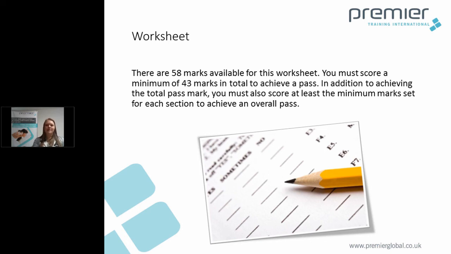There are 58 marks available for the worksheet. You do need 43 as a minimum in order to achieve the pass mark, but you do need to make sure that you meet the minimum marks per question also. Those are indicated at the end of each question. I'm just going to run through 2 questions with you. On the guide, again available to download here or on your online learning platform, there is information about each of the questions, but I'm just going to run through the 2 which tend to have the most issues associated with them.